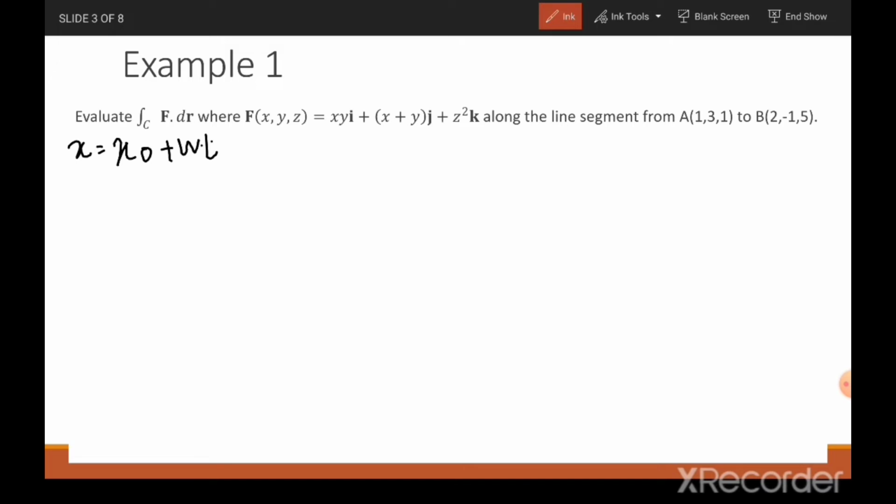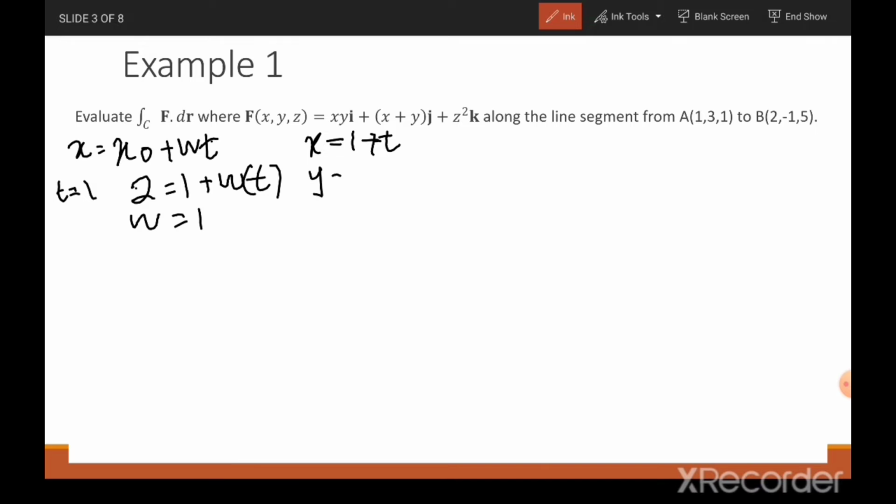So I just repeat again. x equals x0 plus wt. At t equal to 1, x is equal to 2, because the point x is 2, x0 is 1, plus wt with t being 1. So now we get w is 1. So the parametric equation is x equals 1 plus t, because w is 1. Then we repeat again for the vector j and the vector k.